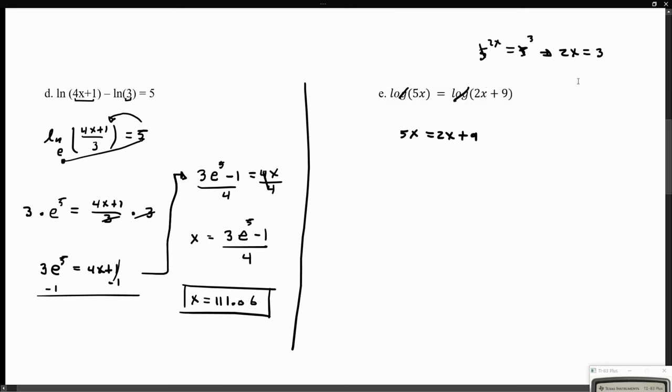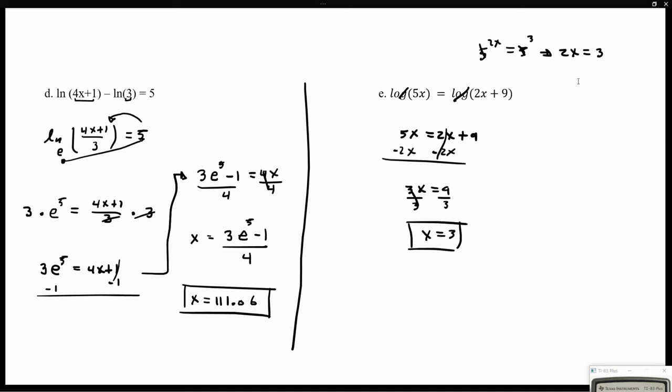And now at this point, we can just use our algebra to solve for x. So let me subtract 2x. So now I have 3x equals 9. And if I divide by 3, x becomes just 3. So this is how we can properly solve logs and ln's.